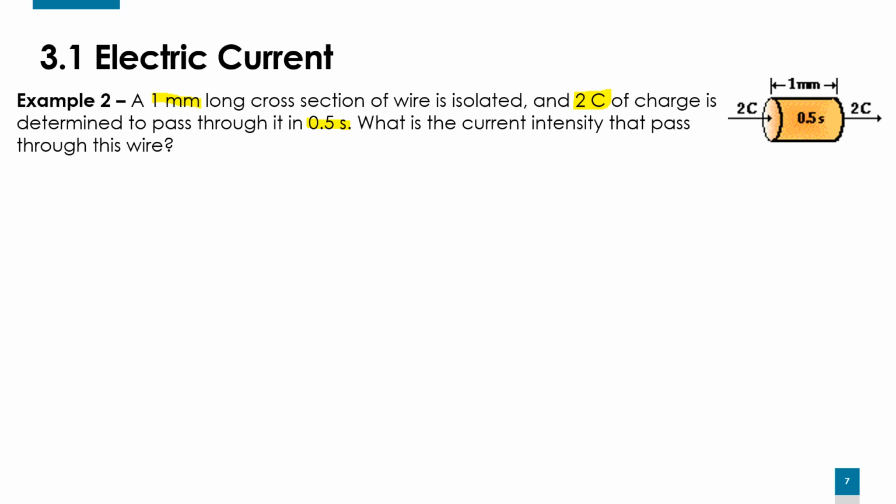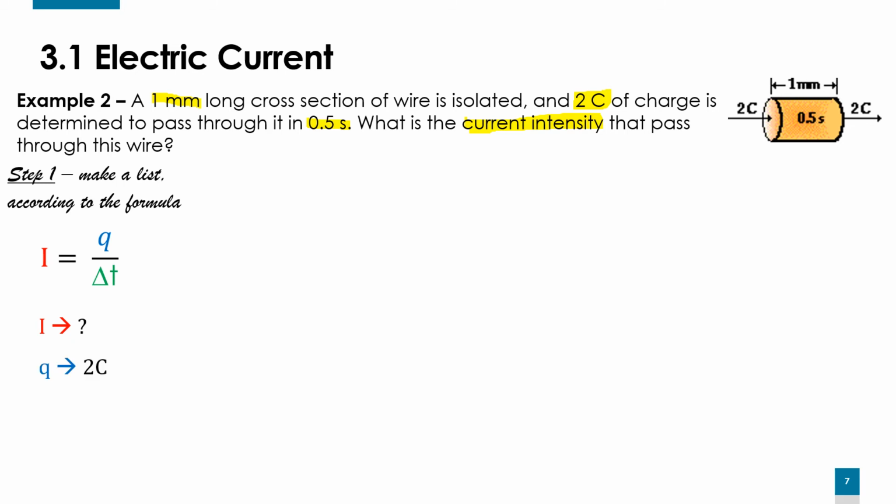Now what we're gonna do, okay, current intensity, we need to highlight. First step, list. Let's make a list of what we have. The formula is I equals Q over time. I, do I have? No. Q, do I have? Yes, it's given, 2 coulomb. Time, do I have? Yes, 0.5 seconds. What about the 1 millimeter? Do I need this information to solve? No, so just ignore for now. I don't need it.